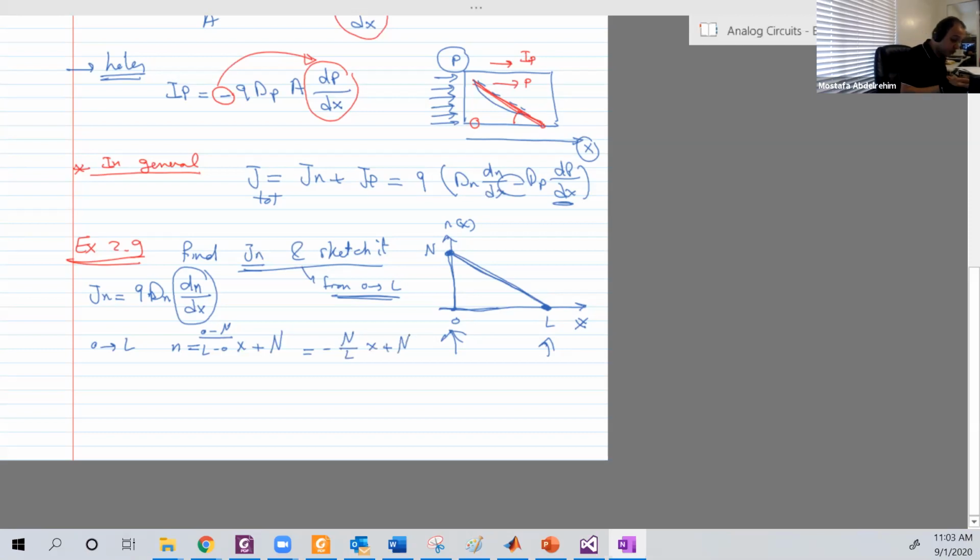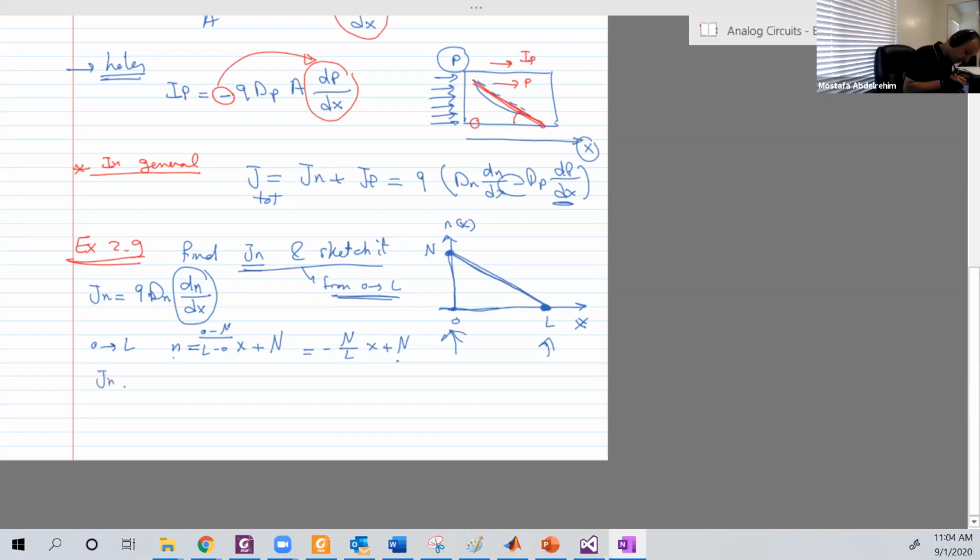Let's have a check. If you put x equal to 0, this will be cancelled, so n will be equal to n capital. And we should do another check. If you put x equal to L, this will be cancelled with this, so minus n plus n will be 0. So we are right. Good.